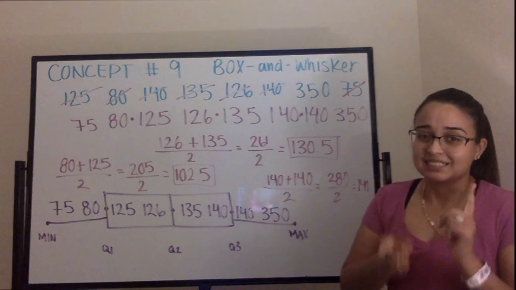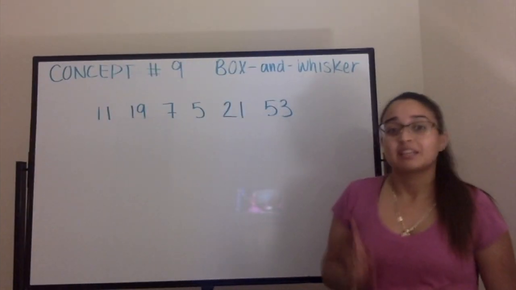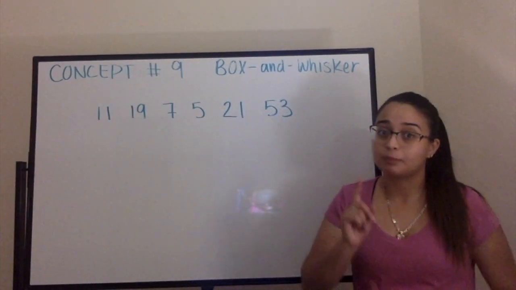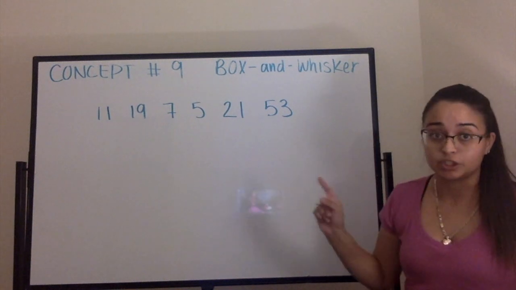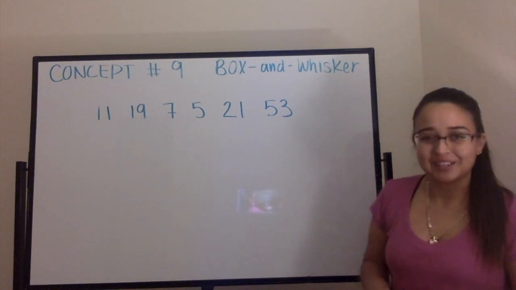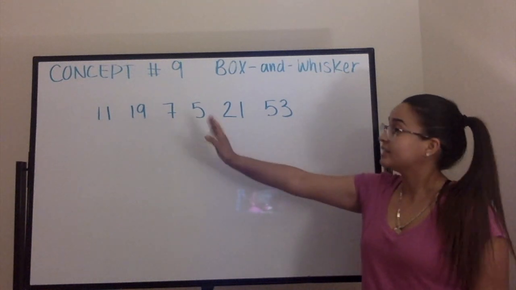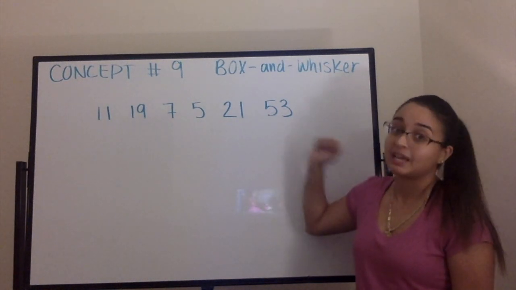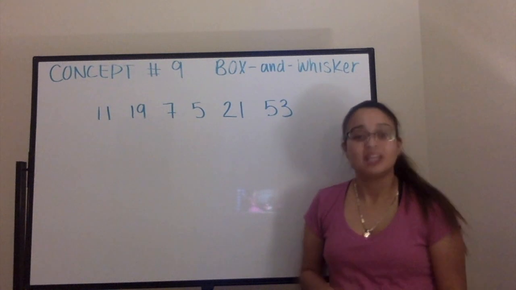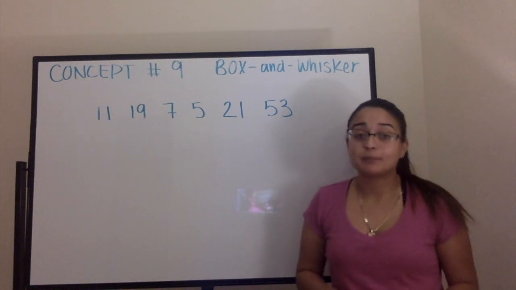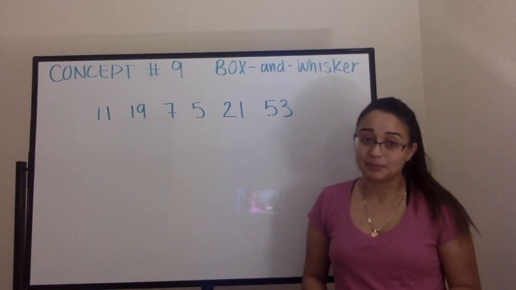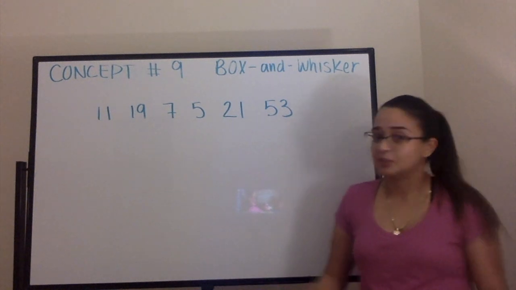So, let's get to your assignment. The set of numbers that I want you guys to work with to map out your own box and whisker plots is 11, 19, 7, 5, 21, and 53, okay? Again, just follow the steps I just took in our previous example. If you need any extra help, please don't hesitate to ask.